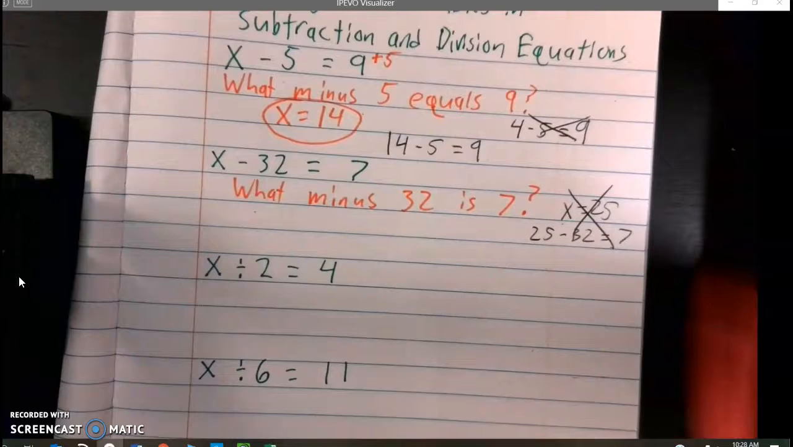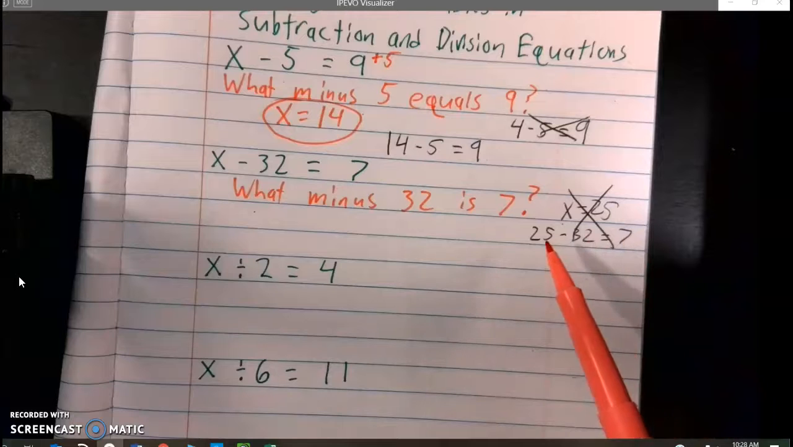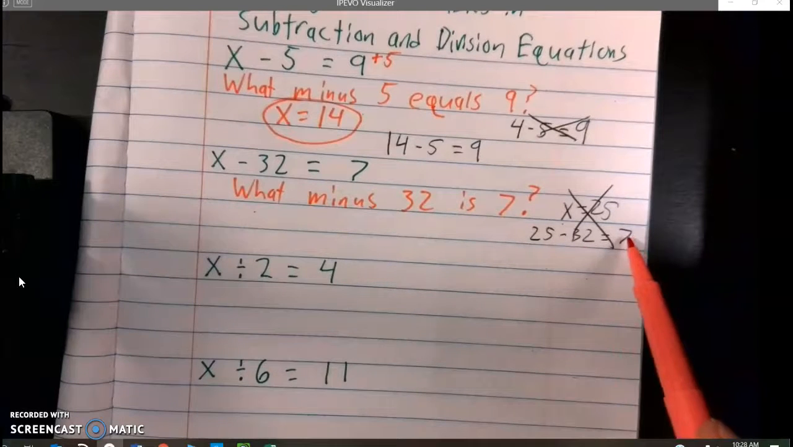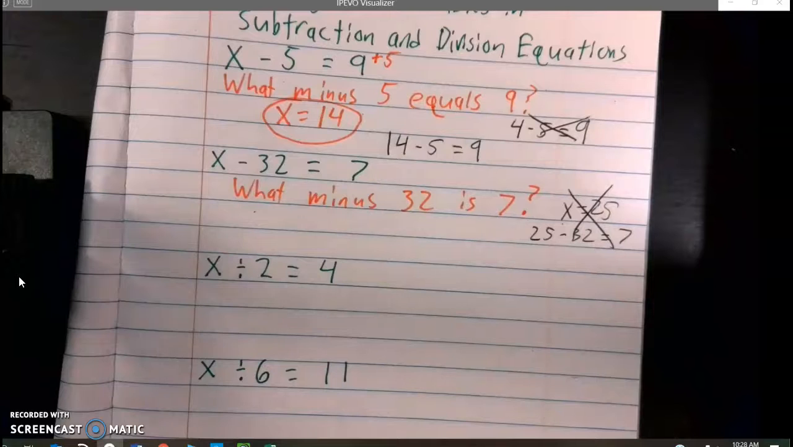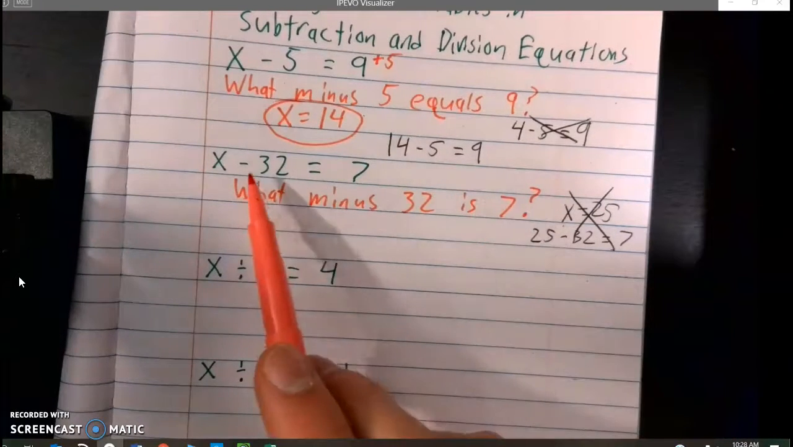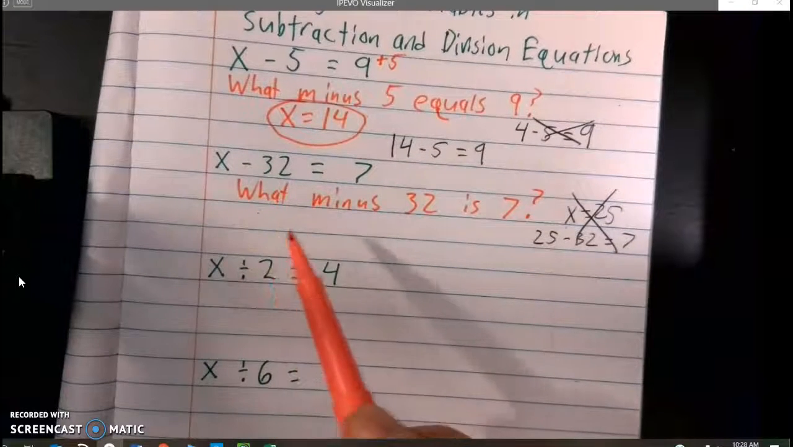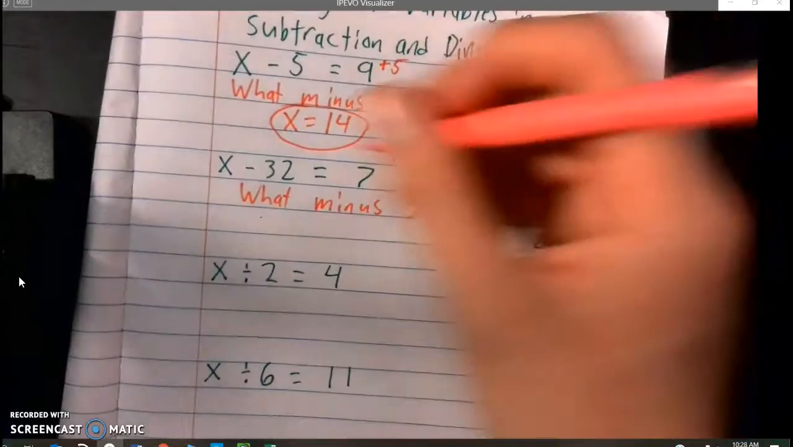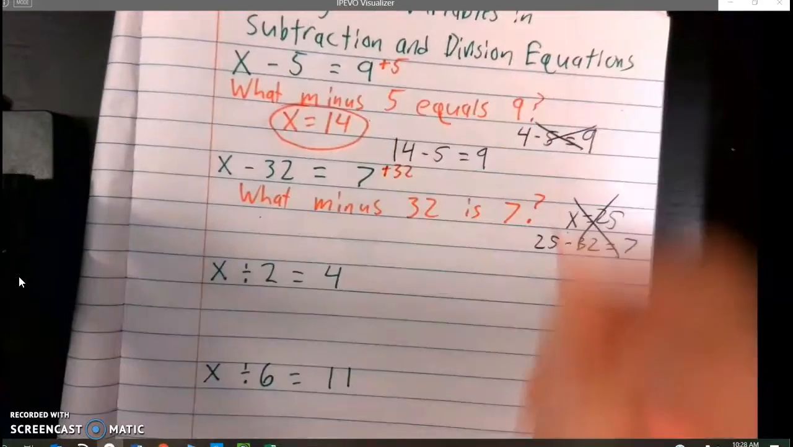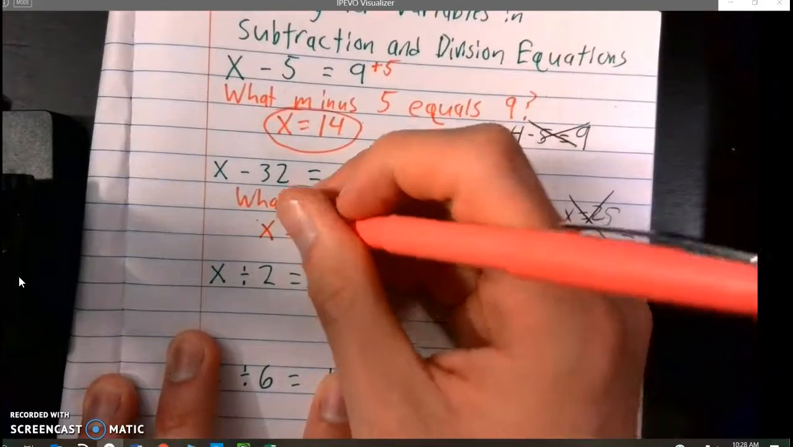If we substitute in this answer, we would see that it does not work, because 25 minus 32 is negative 7, and not 7. So we need to do inverse operations. What minus 32 is 7? If this is subtraction, then we need to do the opposite of subtraction, the inverse, and we are going to add 32. So what x should have been was 39.